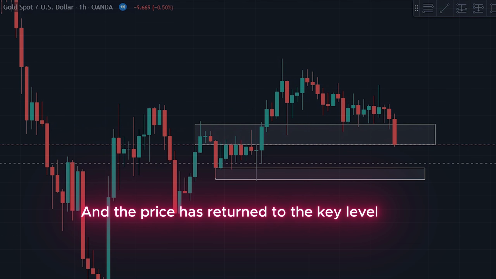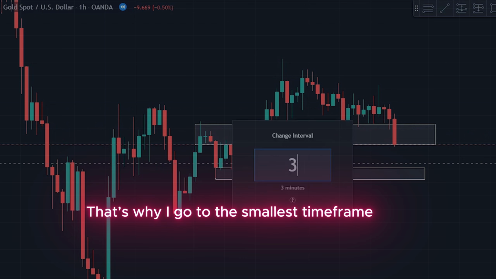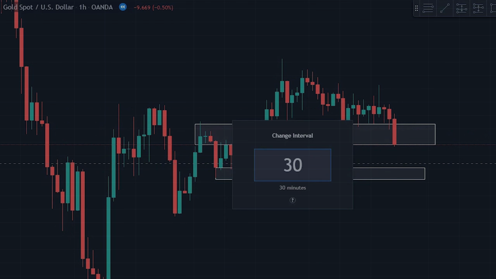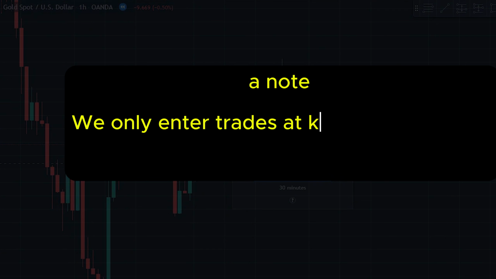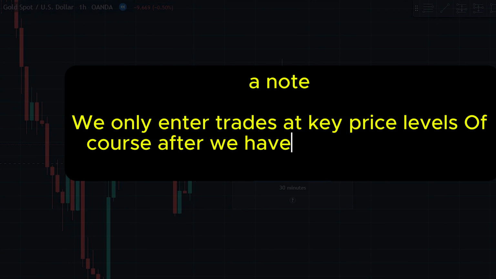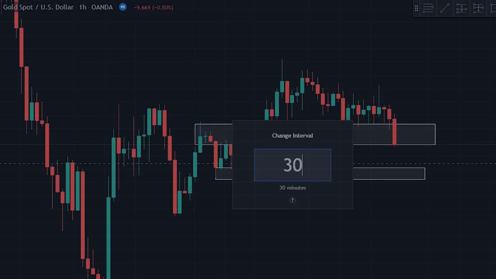And the price has returned to the key level. Returned to the old high. That's why I go to the smallest time frame, which is the 30-minute time frame, to look more closely at the price reaction and to find the entry point. And here's a note. We only enter trades at key price levels. Of course, after we have clear confirmation from price action.